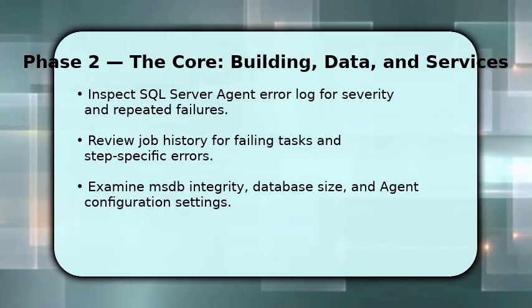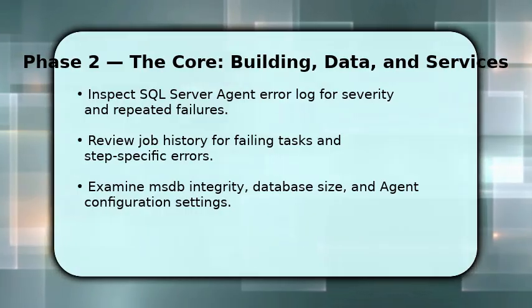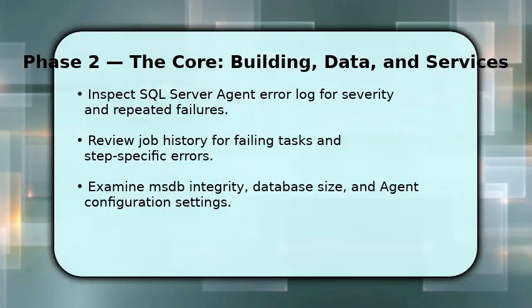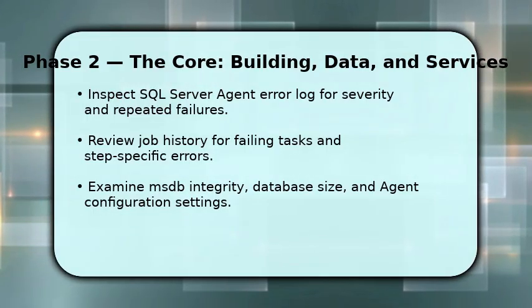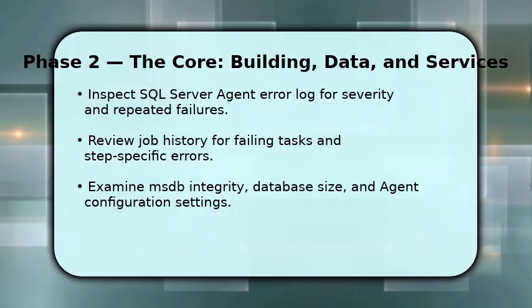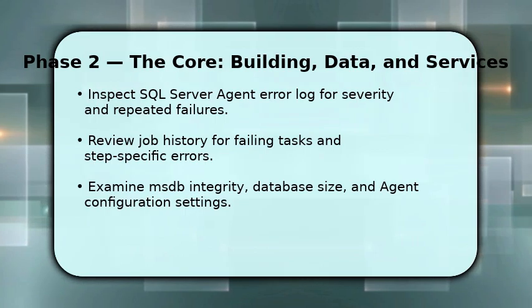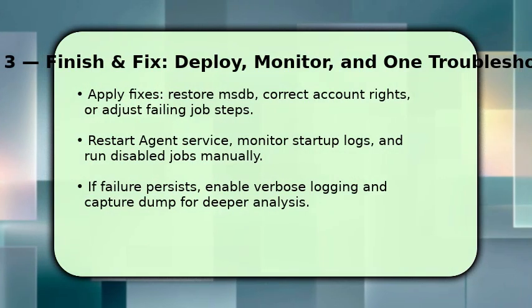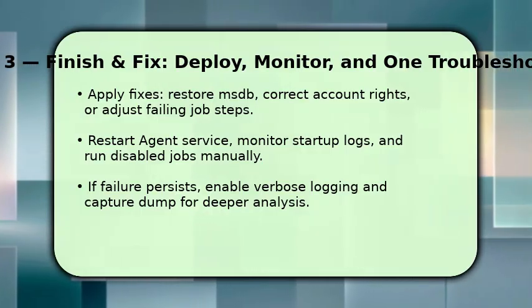Disable suspect jobs temporarily. Also validate MSDB health and free disk space, because MSDB corruption or low space often stops automation. Adjust agent properties like maximum history and account mappings as needed. Finally, you implement fixes, restart the agent, and verify normal operation.